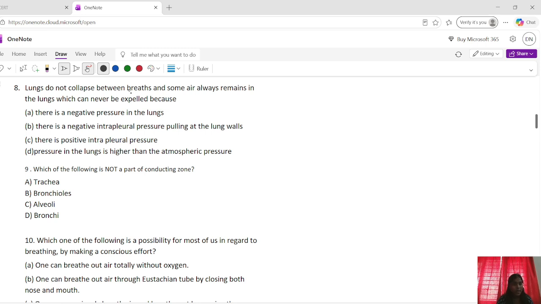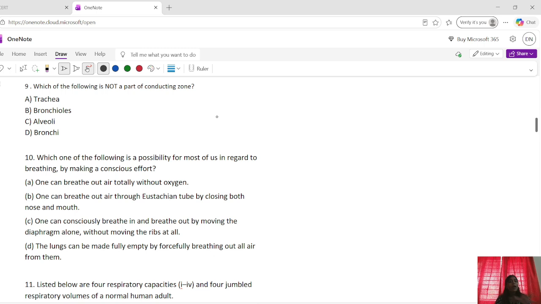Lungs do not collapse between breaths, and some air always remains in the lungs, which can never be expelled. Why? Because intrapleural pressure is the pressure of the air that is present inside the pleural cavity. So, intrapleural pressure is always negative, which acts like a suction to keep the lungs inflated and prevent them from collapsing. So, there is a negative intrapleural pressure pulling at the lung walls.